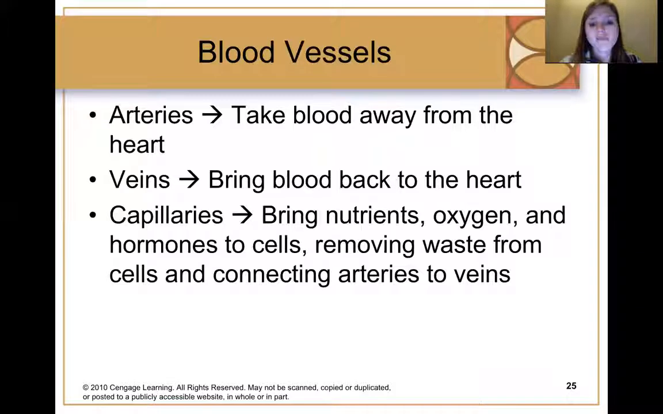And then you have capillaries. The capillaries bring nutrients, oxygen, and hormones to the cells. They remove waste from the cells, and then they connect the arteries to the veins. All throughout your body, you have major arteries and veins, and then spreading out from those, you have the capillaries.